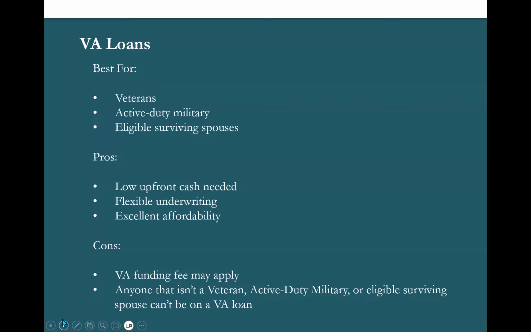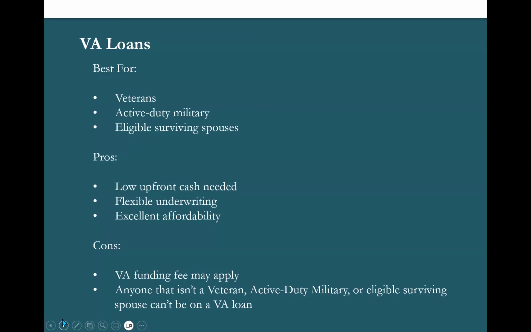Some cons are that typically there is a VA funding fee. It is an amount that gets financed. It's a percentage based on if it's your first use or not, and based on what your down payment is. You can look it up by searching for a VA funding fee on the internet. It'll pull right up to explain that. But that percentage of the purchase price is what gets funded into the loan. So it gets added into your total loan amount that has to be paid back. So there's no mortgage insurance, but you could have a funding fee.